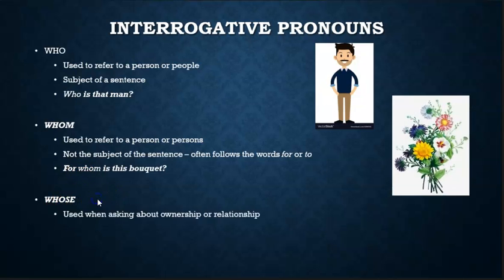Whose is a possessive pronoun. It shows ownership or the relationship of two nouns. And whose book is that is an example of using whose as a possessive pronoun. Whose book, right? My book.